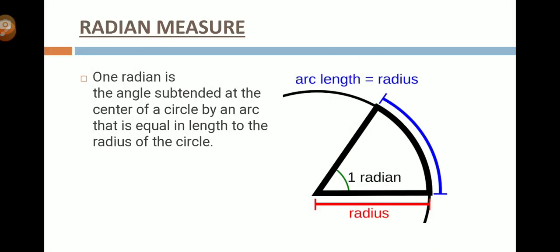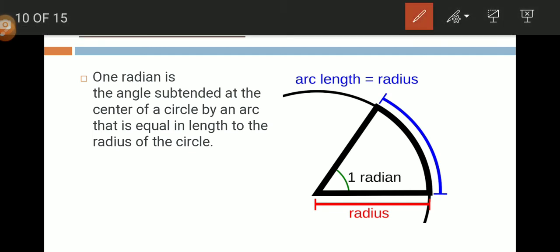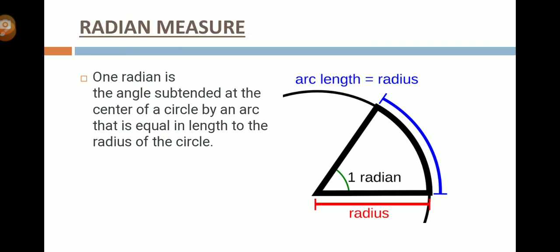Let's move on to the radian measure. A radian is a pure measure based on the radius of the circle. 1 radian is the angle subtended at the center of a circle by an arc that is equal in length to the radius of the circle.